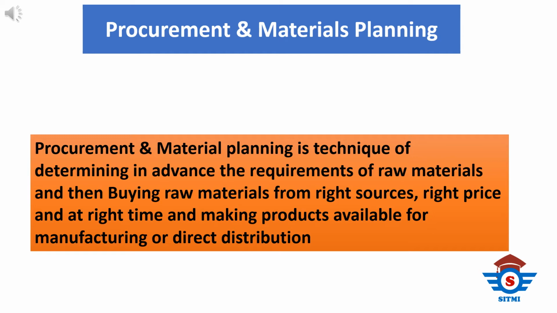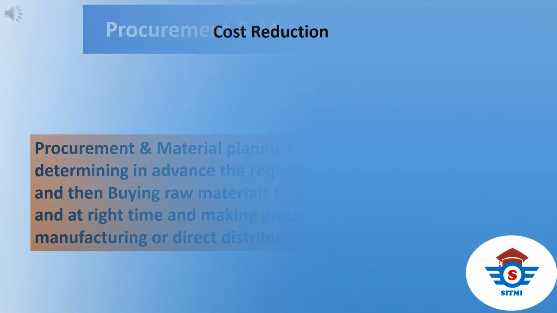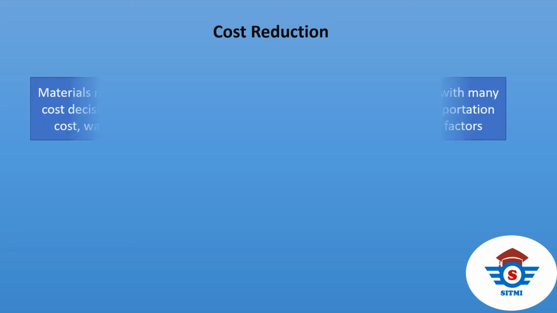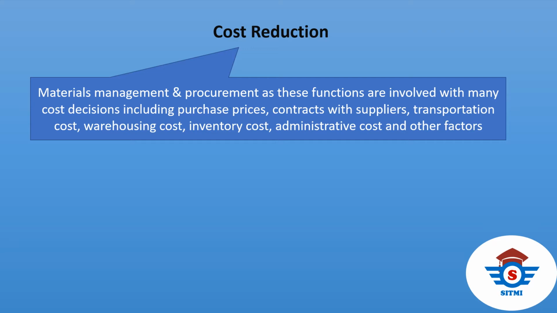So, some key metrics. The first key metric that we will be looking at is cost reduction, or cost impact. Cost reduction is one of the key parameters in every supply chain function, and hence for materials management and procurement, as these functions are involved with many cost decisions, which include purchasing price finalization or contract finalization with the supplier. It also deals with transportation cost, warehousing cost, inventory cost, administrative cost, or other cost factors.